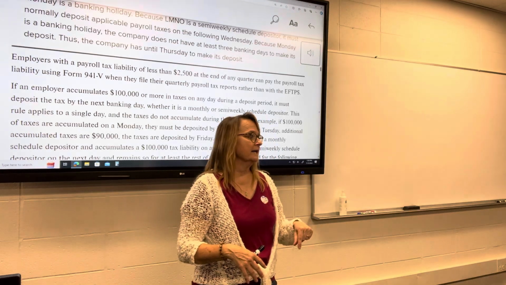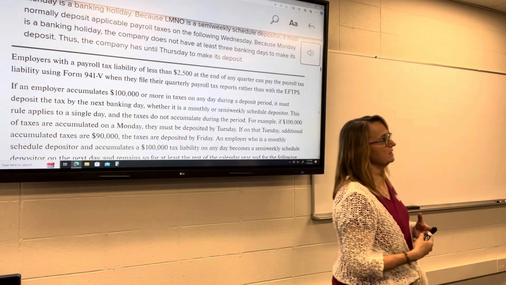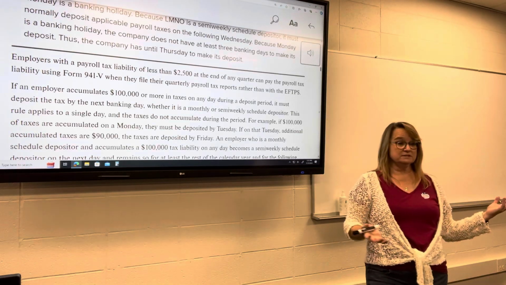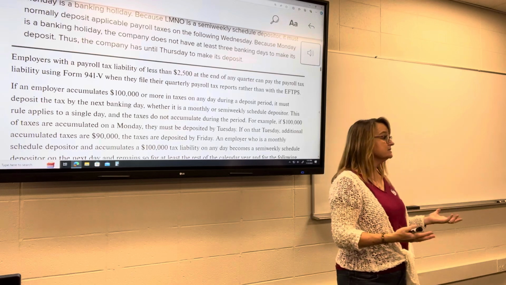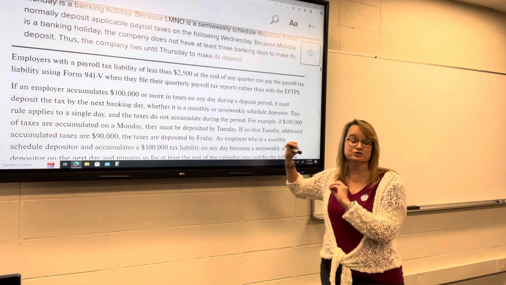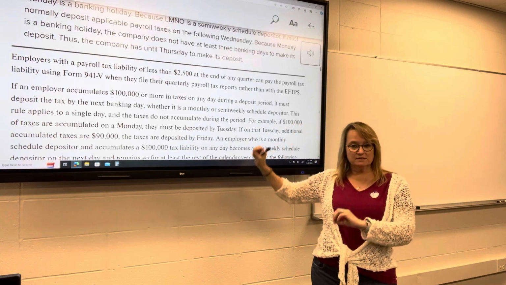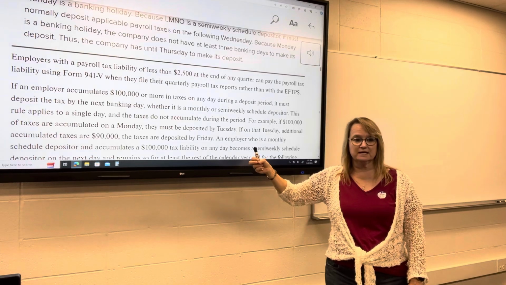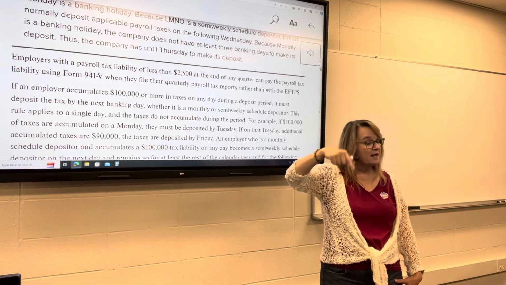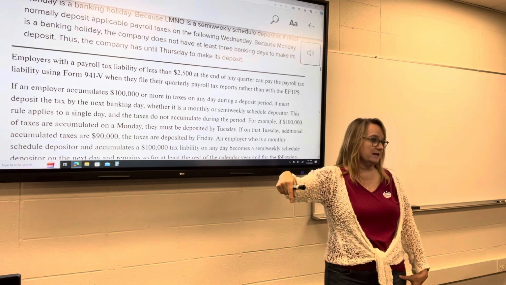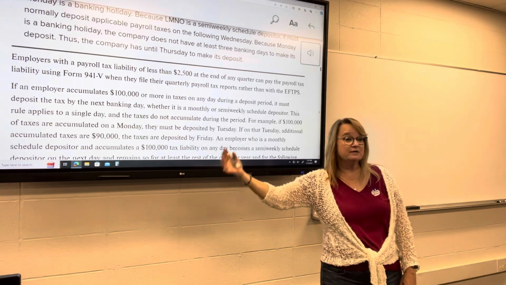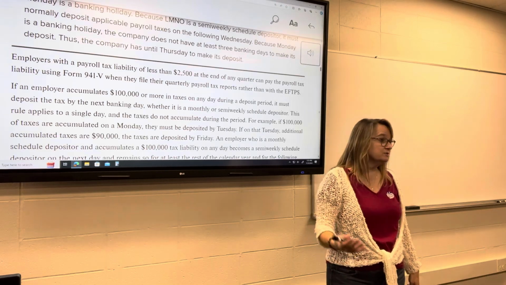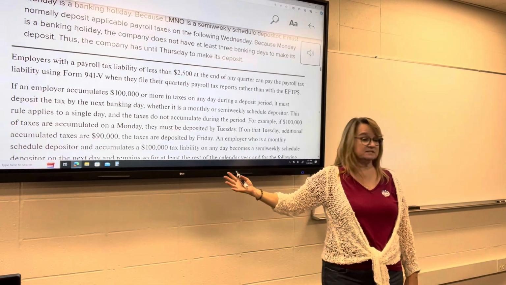There could certainly be instances where an employer is a monthly scheduled depositor, but maybe they pay out bonuses in December. This isn't payroll liability, this is just the payroll taxes. Because of the bonuses, it bumps them up over $100,000 of payroll tax liability. For that pay period, they are going to have to make a deposit the next business day. For the following pay period, if they go back under $100,000, they go back to their regular schedule.